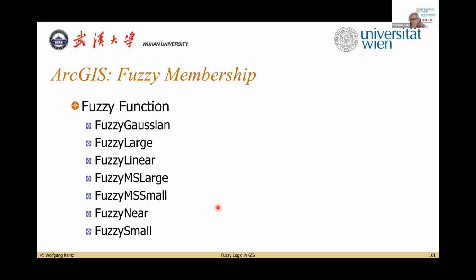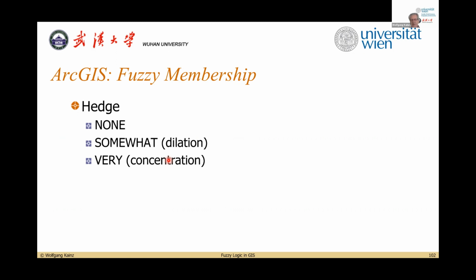So what we are going to use most often in our examples, and what we have used so far, is the linear function. So what does it mean? How do they work, or how do they look like? Let's look at the functions in a minute, but first let's just look at the hedges that you can apply to your fuzzy memberships. You can use none, meaning there is no hedge that will be applied. There is somewhat and very. Somewhat is the dilation operator, and very is the concentration operator.